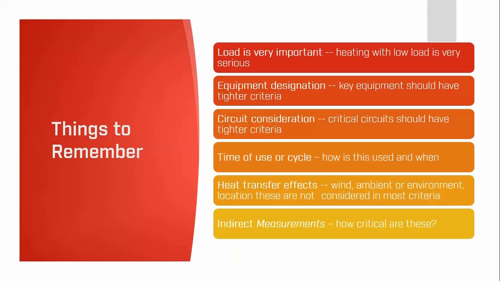So here are some of the many considerations when looking at the thermal image of an electrical installation. We need to get the correct loading readings, the current readings, as heating with a low load is really serious. The equipment designation speaks of the importance in the process. Is this component more important than another for production purposes or similar? So we almost have to prioritize which components are important or not.